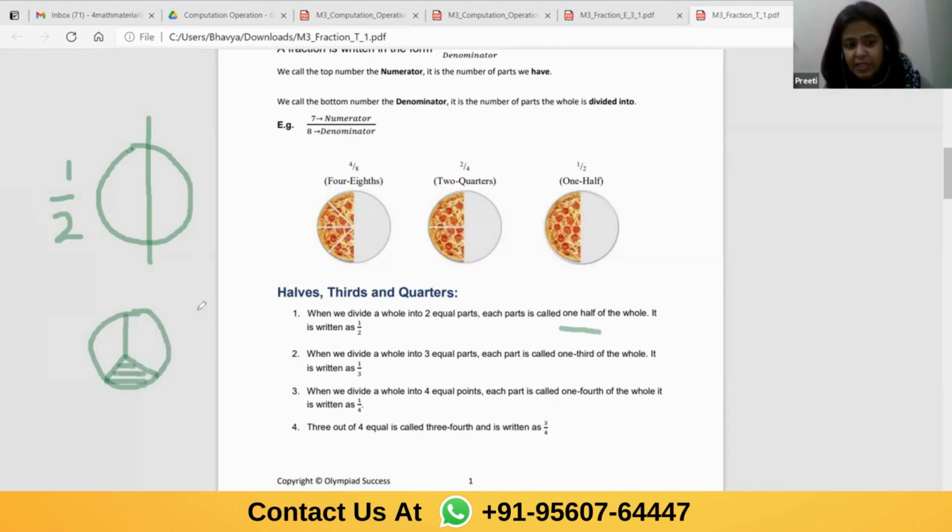So what does the fraction become? What is the fraction of the shaded part? 1/2 3? Not 1/2, Daksh. 1/3. 1 out of 3. 1/3. But not 1/2 3. Half will not come.